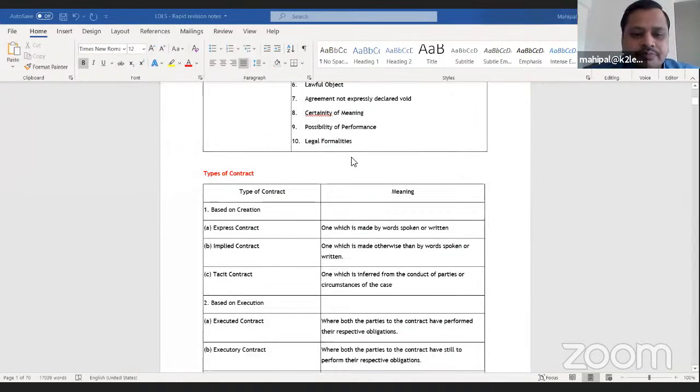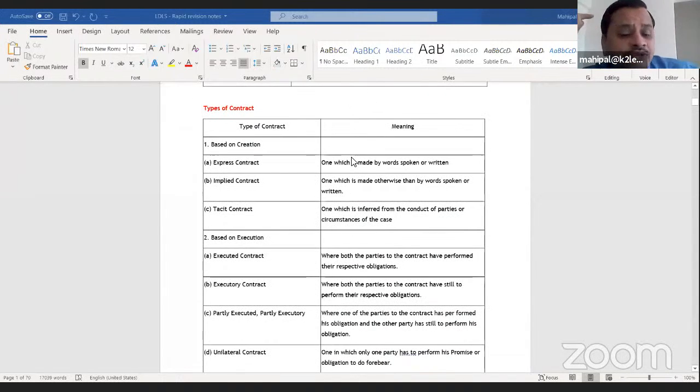Superb. Now, let's understand types of contracts. Types of contract based on creation: they could be express, where the words are either spoken or written; implied, which is understood other than by words spoken or written; and tacit, which is understood by conduct of the parties.